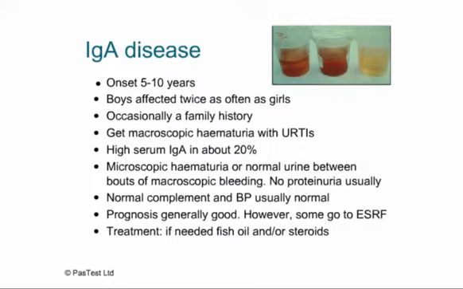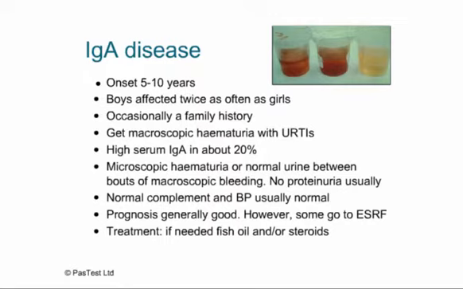In IgA disease, a high serum IgA is seen in about 1/5 of patients. In between bouts of macroscopic hematuria, the urine is either clear or contains small amounts of microscopic blood. There's usually no proteinuria. Complement levels are normal, as is the blood pressure, and the prognosis for this condition, largely relating to the fact that most individuals have no proteinuria, is extremely good. However, a small number do go on to end-stage renal failure, and if treatment is required, and it generally isn't, then fish oil and/or steroids have been shown to be efficacious.